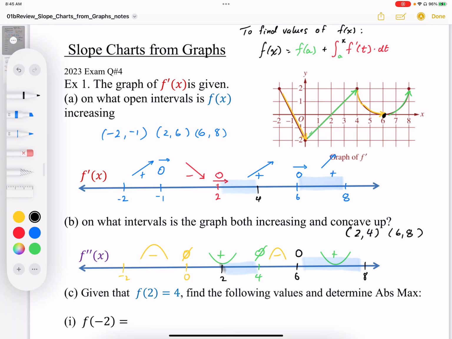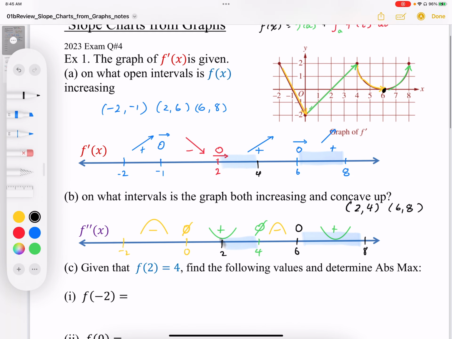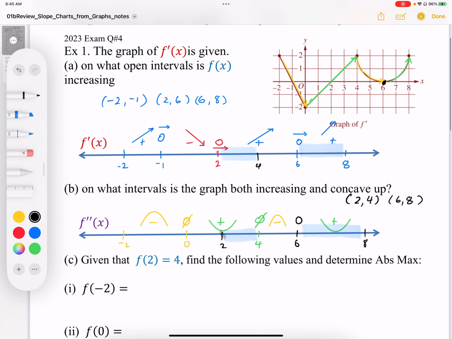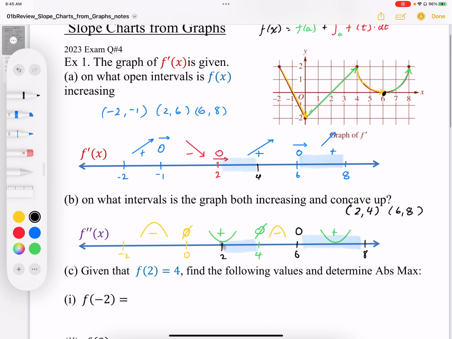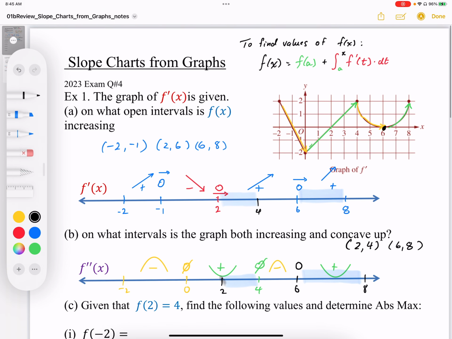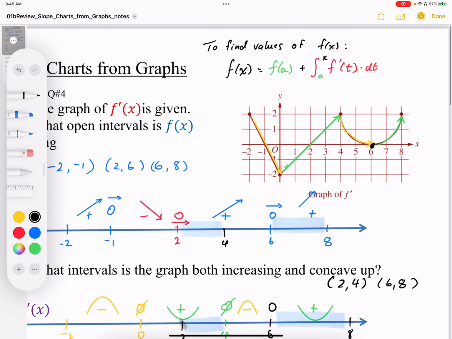For part C, it says that given that f of 2 equals 4, find the following values and determine the absolute max. So to find coordinates of f, we can use this generalization. We have some starting point f of a, and we're going to take the area under the derivative of f from that starting point a to some point x. X would be the endpoint of that interval.